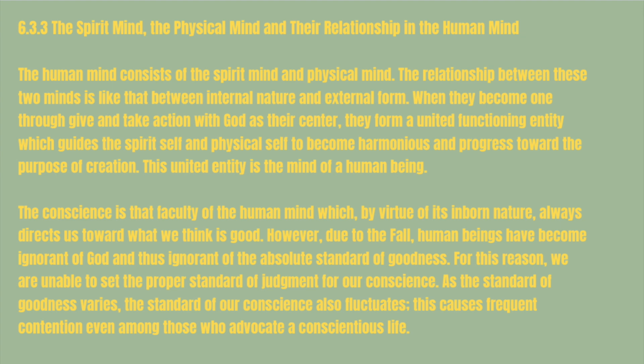6.3.3 The spirit mind, the physical mind, and their relationship in the human mind. The human mind consists of the spirit mind and physical mind. The relationship between these two minds is like that between internal nature and external form. When they become one through give and take action with God as their center, they form a united functioning entity which guides the spirit self and physical self to become harmonious and progress toward the purpose of creation. This united entity is the mind of a human being.